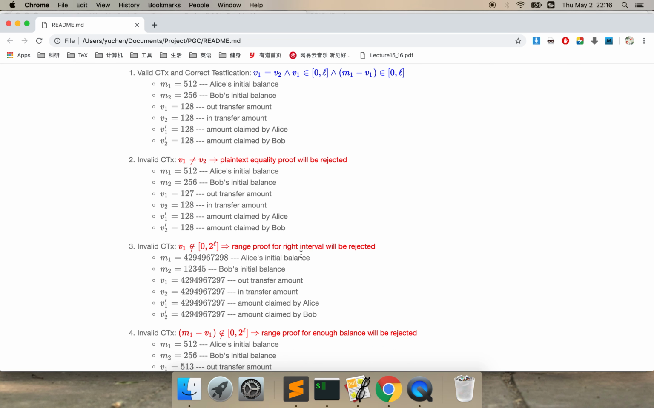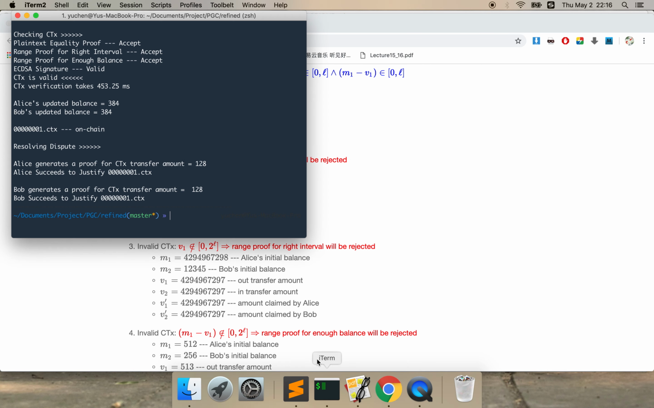Now let's show the second test case, which is an invalid confidential transaction. It is invalid because the out transfer amount differs from the in transfer amount. The consequence is the plaintext equality proof will be rejected. Okay, let's see it.